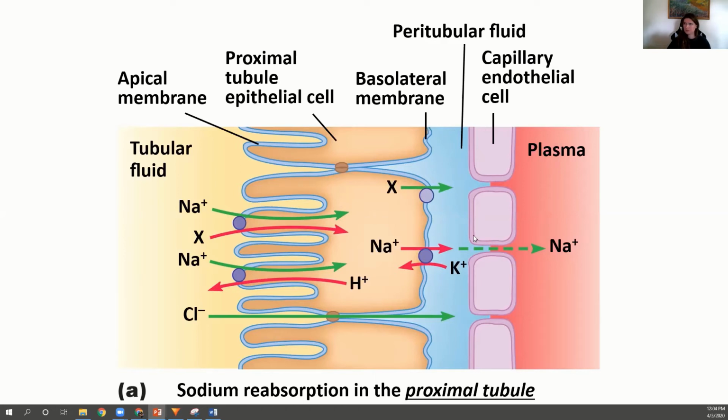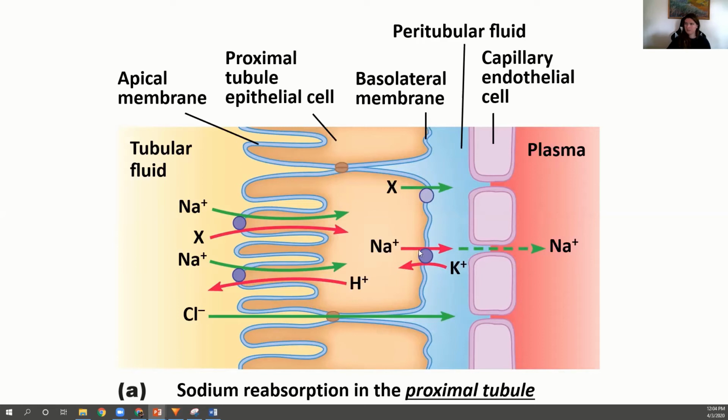Okay, and here we see that we also have another barrier to reabsorption, but it's kind of easy to get across. That's our capillary endothelial membrane. It's thin. We got blood on the other side. Specifically, we're thinking about the plasma because that's the water-containing part. That's where our electrolytes are.